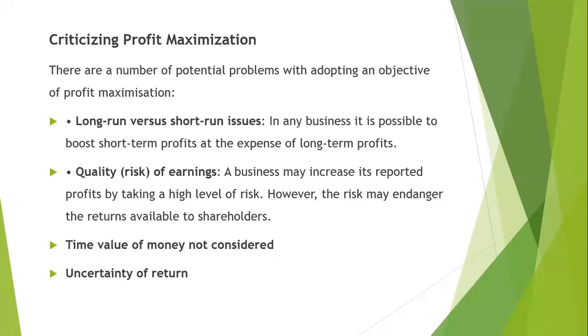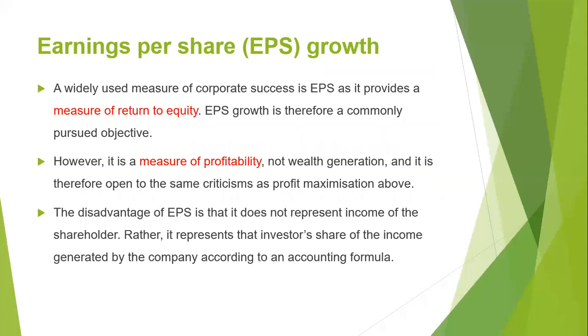So the criticisms are: it only sticks to a short-term perspective, the quality of earnings cannot be assured, the time value of money is not considered, and there is uncertainty of return. So the early objective of profit maximization has a lot of criticism. To overcome these criticisms, a new concept, a new objective, was introduced. It is called EPS growth, earnings per share growth.